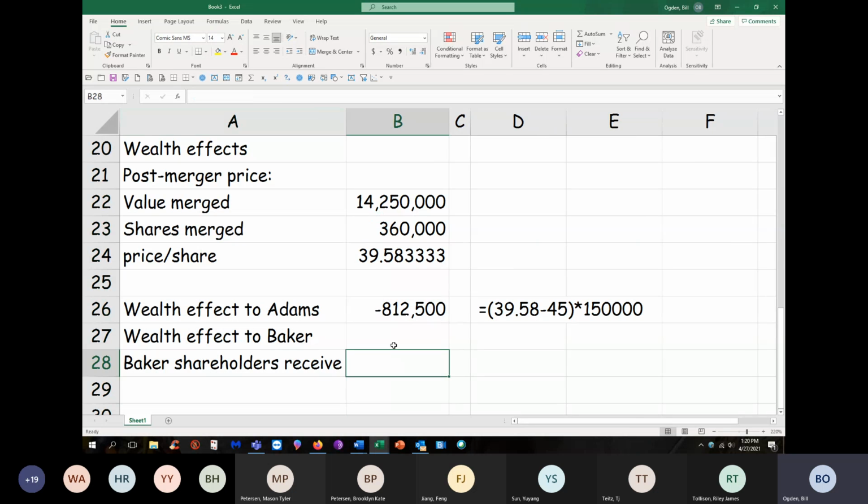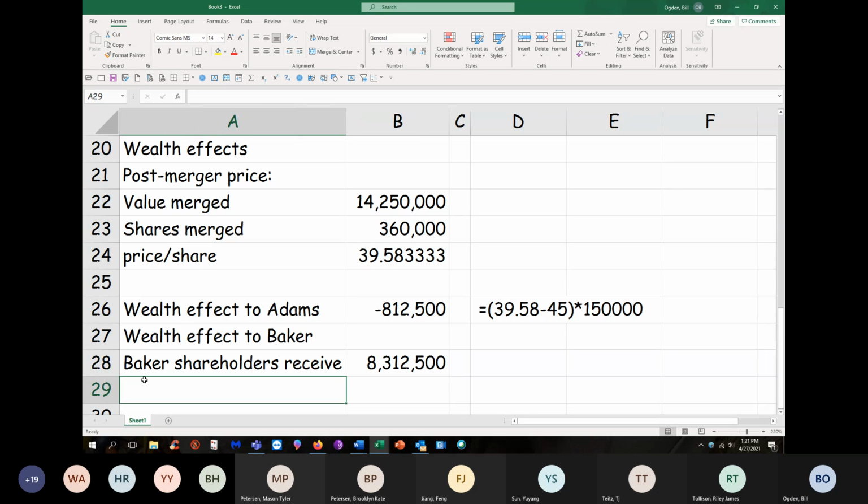Well, they received 210,000 shares of Adams, and they should trade at 39.58. Okay, so let's get some commas here if we could. All right, so they received 8,312,500 in value for their shares.